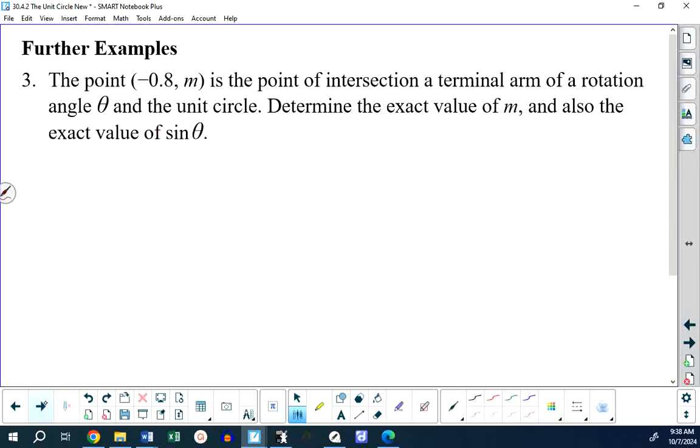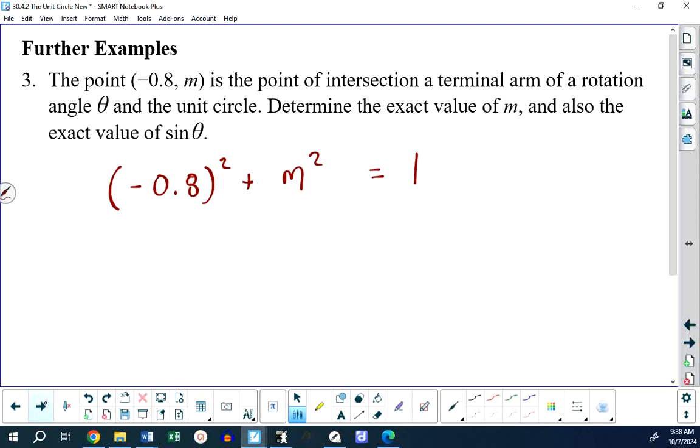The point negative 0.8 comma m is a point of intersection on the terminal arm of a rotation angle. What is the exact value of m and what is the exact value of sine of theta? Well, m is a y coordinate, so we can write x squared plus m squared equals 1.